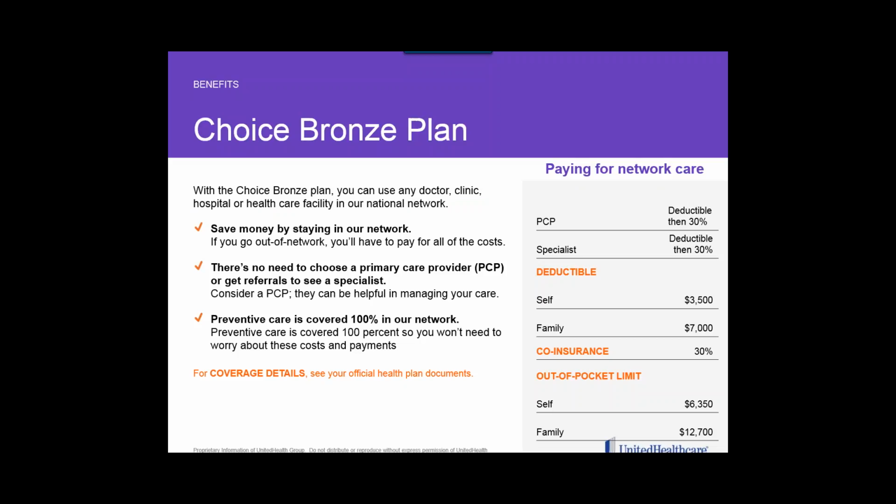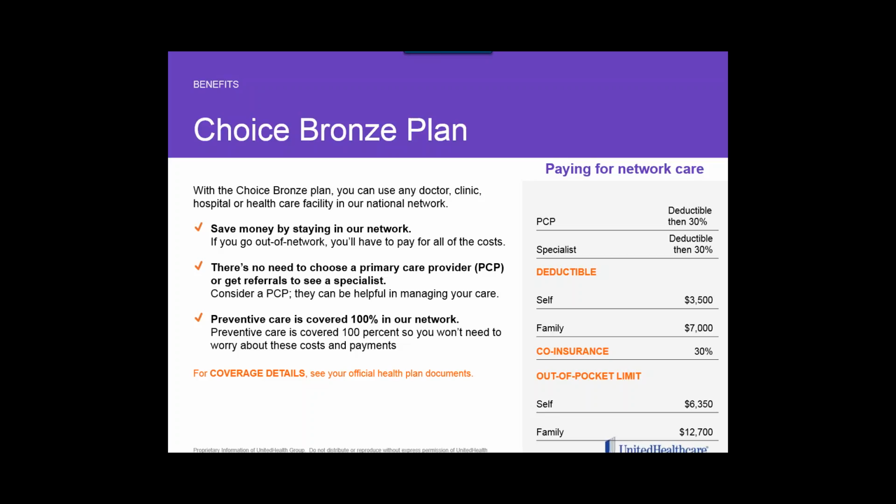So the Bronze plan would be the one that would cost the least out of your paycheck, but you'd pay the most when you're using the services. Again, it has in-network benefits only. You don't have to pick a primary care doctor, and that free checkup is covered at 100%. So if you need to see a PCP for this plan, you will have a deductible that you have to meet. And that deductible is going to be $3,500. And then once you meet that deductible, UnitedHealthcare will pay 70% on behalf of Valencia, and you'll pay 30%.